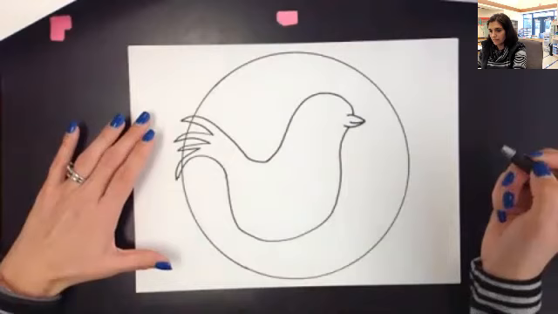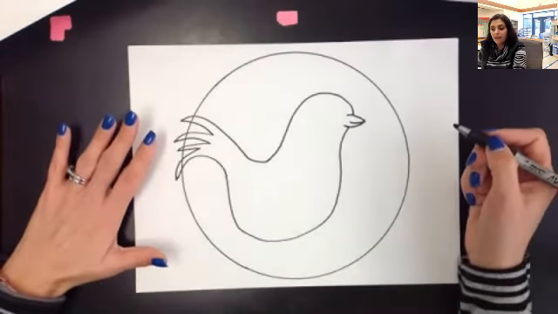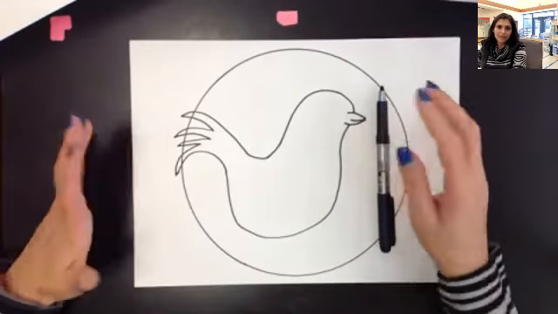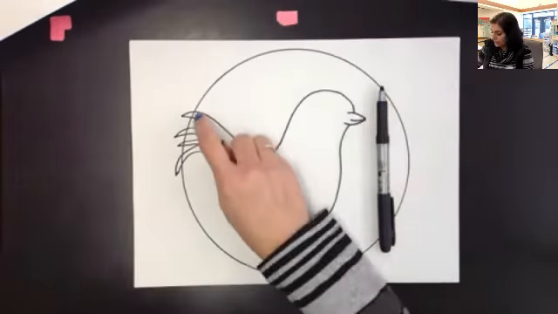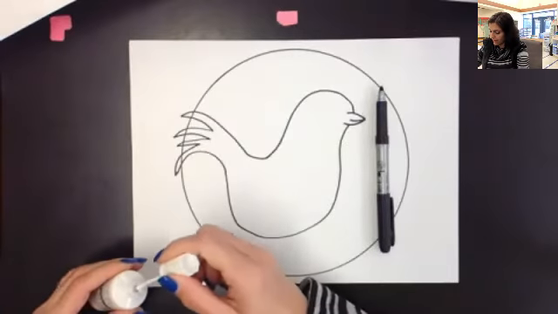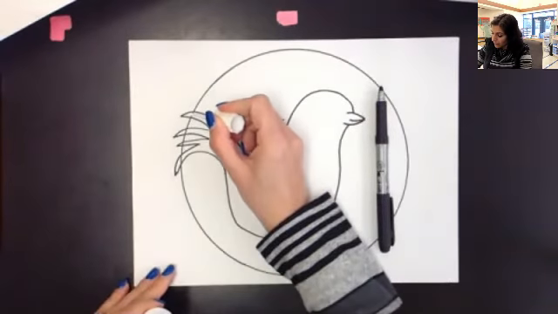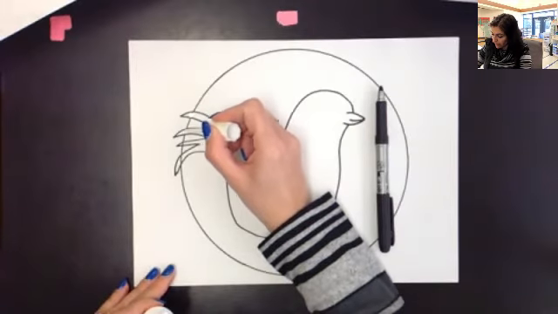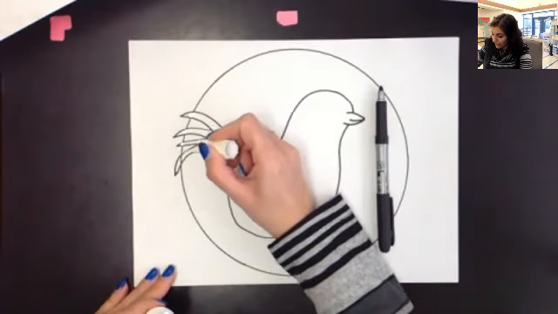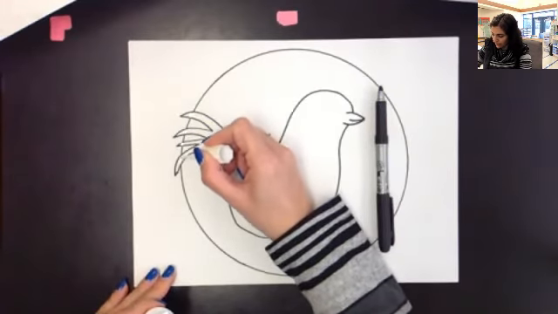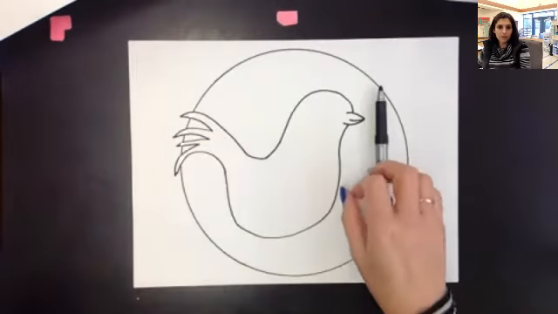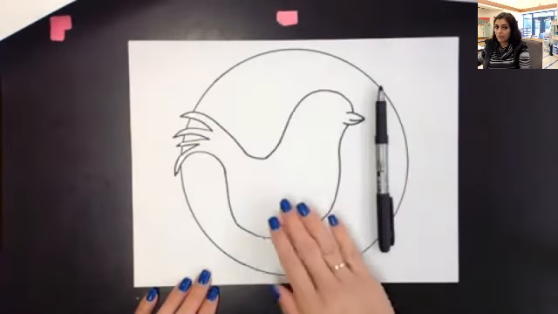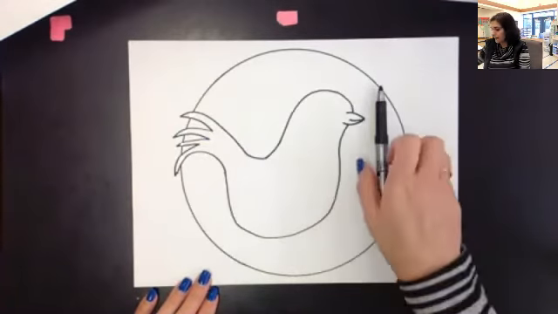And there's my rooster's tail. Now, if I were using a pencil, I would take my eraser and erase those lines where the tail overlapped. You need to have at least one part of your drawing going outside your circle. It doesn't have to be the whole thing, but you want to have at least one part going outside your circle. So you've got to draw big enough that part of it's going to go out of there.